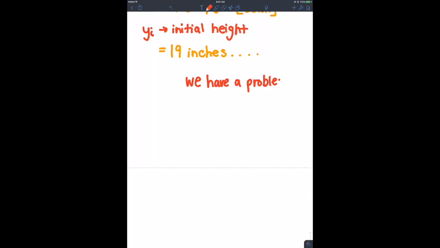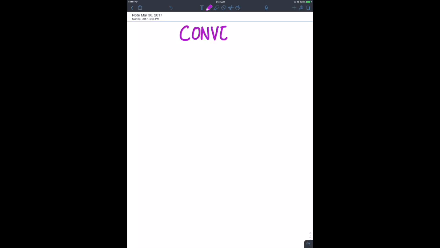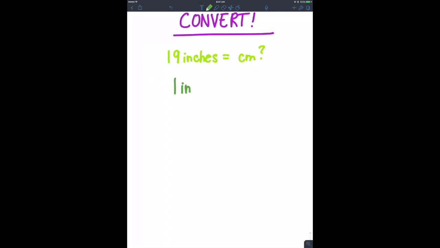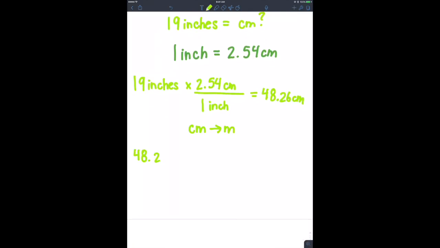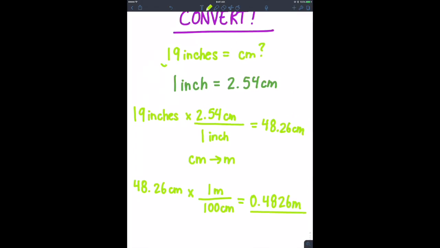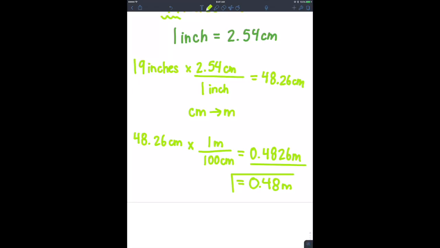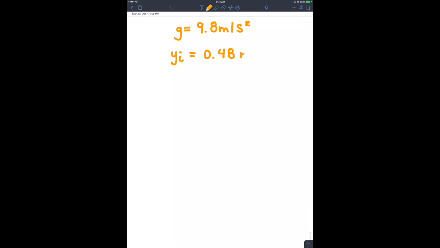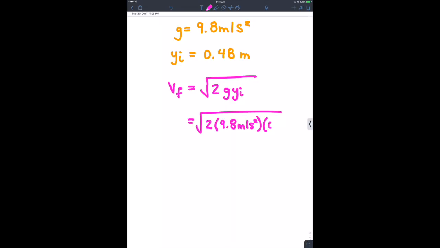We have a problem. We can't forget to convert. Since we know 1 inch is approximately 2.5 centimeters, you must multiply that by 19 inches to get 48.26 centimeters. Now we must divide this number by 100 to get a value of 0.4826 meters. Don't forget your significant digits. By plugging these numbers into our equation, we get a final velocity of 3.1 meters per second.